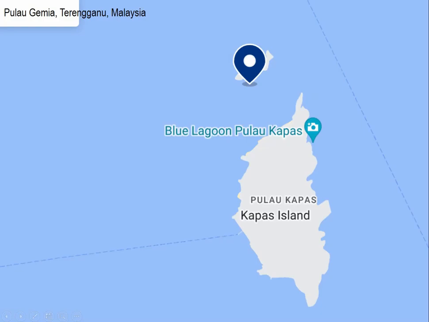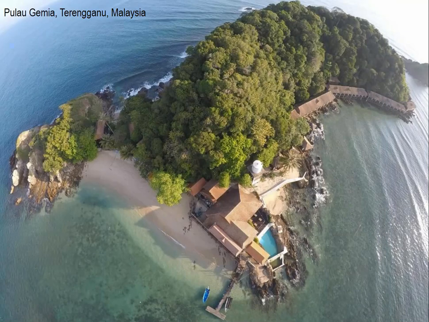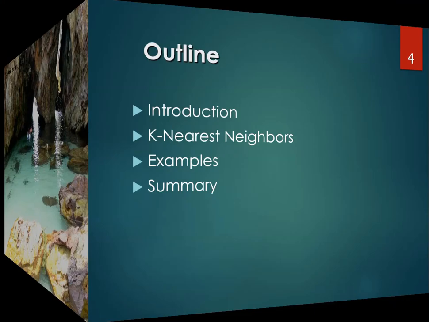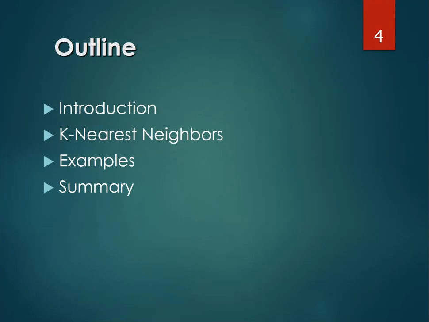This is Pulau Jumia in Terengganu, just 800 kilometers from Pulau Kapas, just a small island. Right, back into the topic.